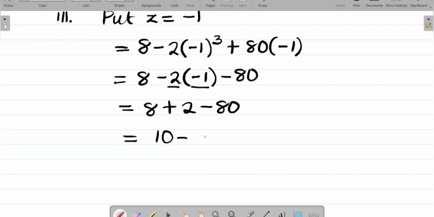10 minus 80, that's equal to minus 70. So the solution to this question is minus 70. This is how we solve this question.